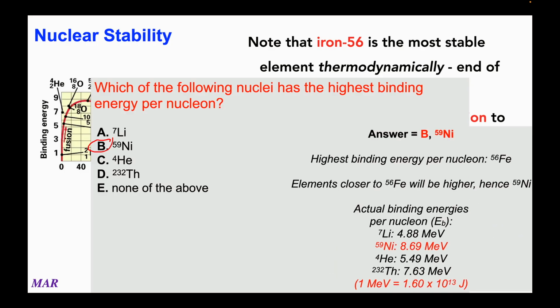Now, I had the advantage of Google. I could look the different values up, and there are the actual binding energies per nucleon in what's called a mega electron volt. And a mega electron volt is equal to 10 to the 13th joules. It's a massive amount of energy. So just look at the magnitudes of those different numbers right there. Nickel 59, 8.69 mega electron volts, much higher than the lithium at 4.88, the helium at 5.49, or the thorium 232 at 7.63. So again, the elements closest to iron should have the highest binding energy per nucleon.